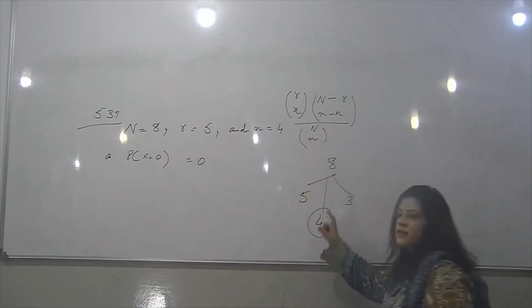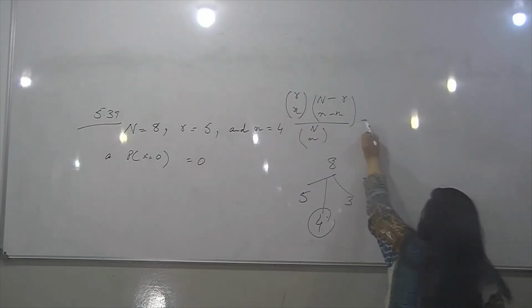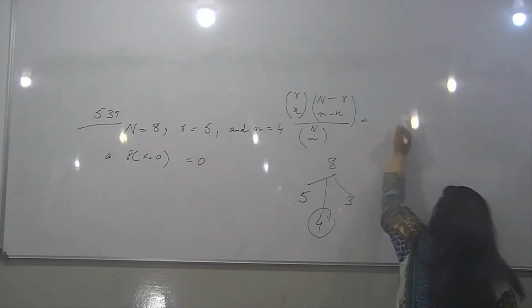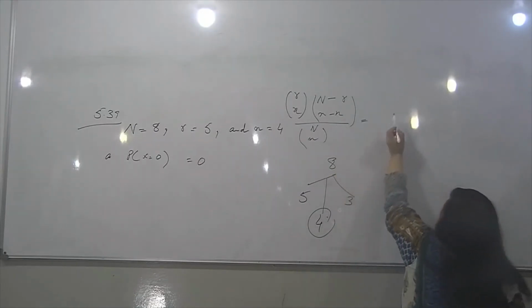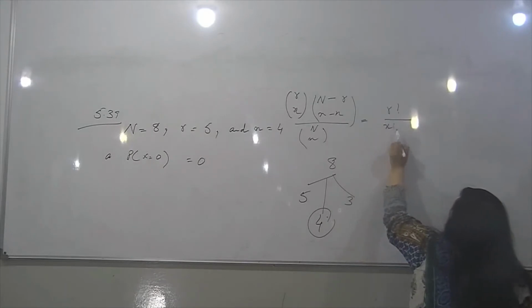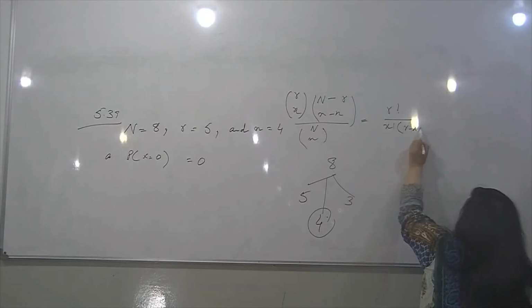Now to solve this factorial, remember that I gave you this explanation that we have r factorial over x factorial into (r minus x) factorial.